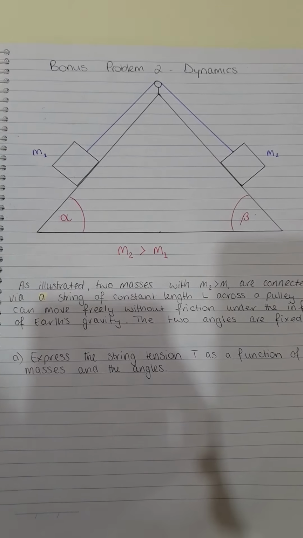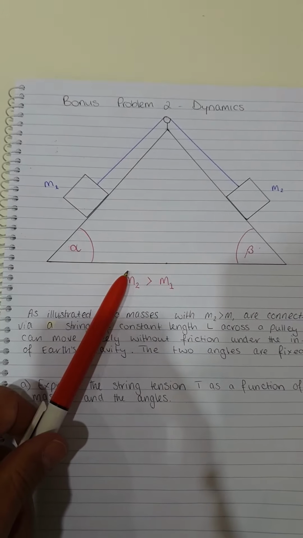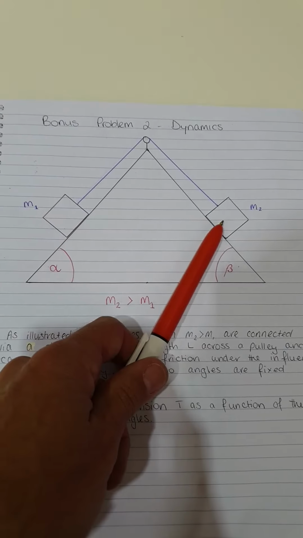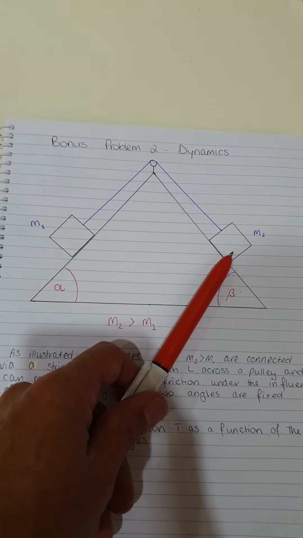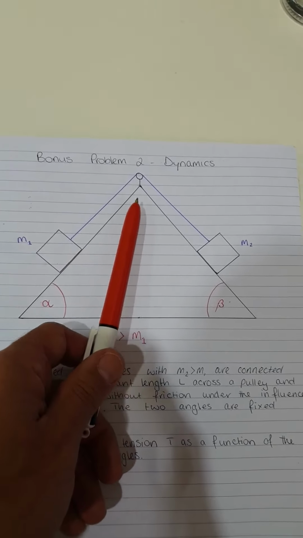This is my solution to bonus problem number 2, dynamics. As illustrated here, we have a double inclined plane with a mass sitting on each slope. These two masses are connected together by a string of fixed length which runs over a pulley system situated at the apex of our double inclined plane.